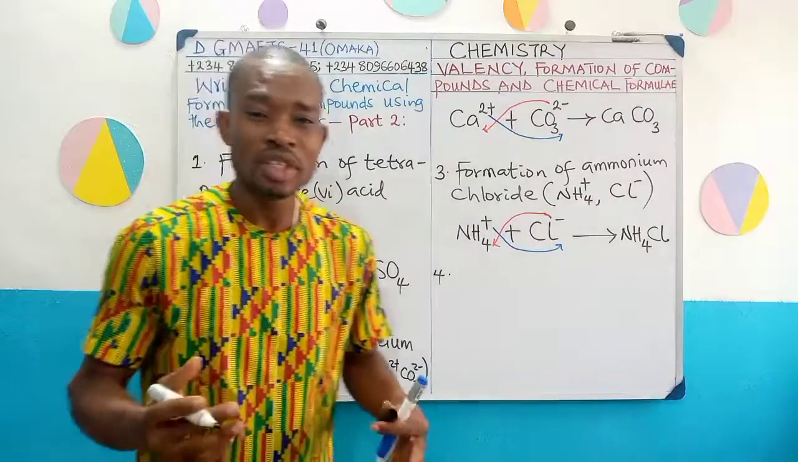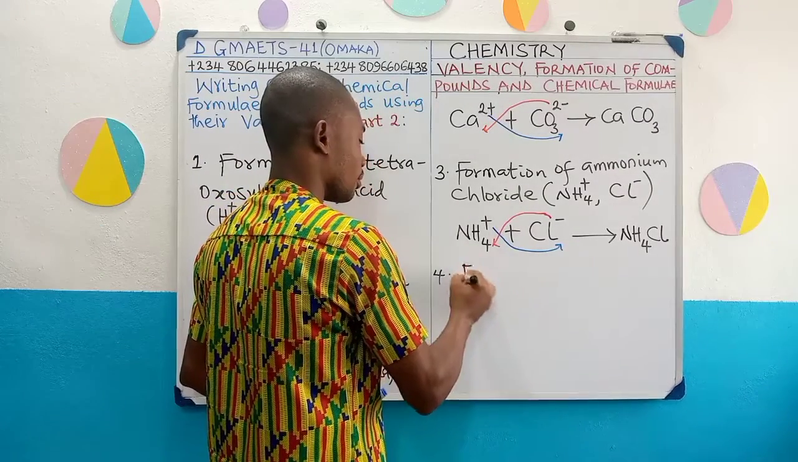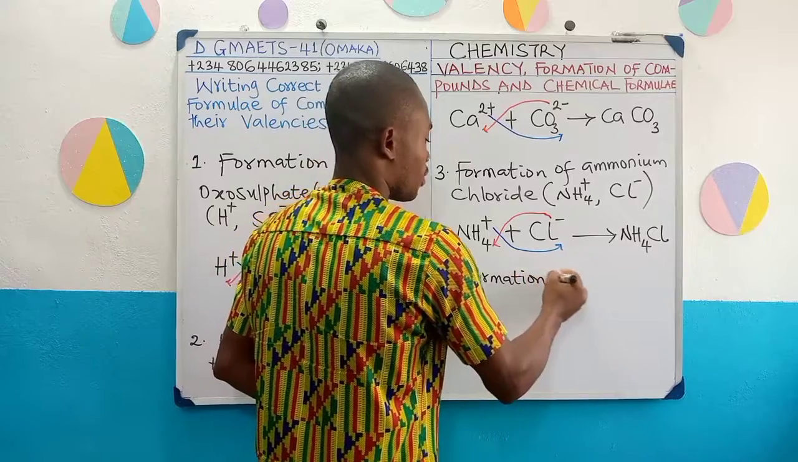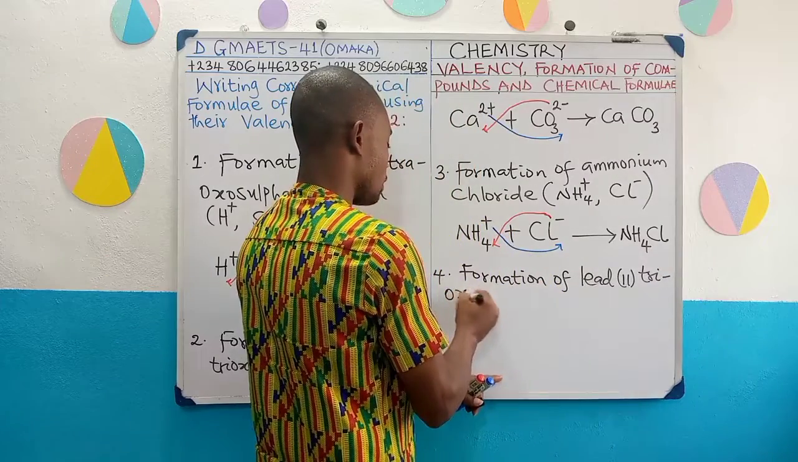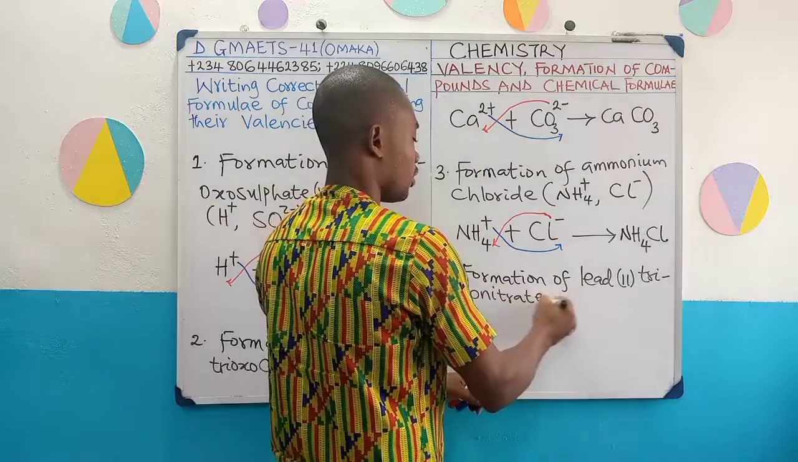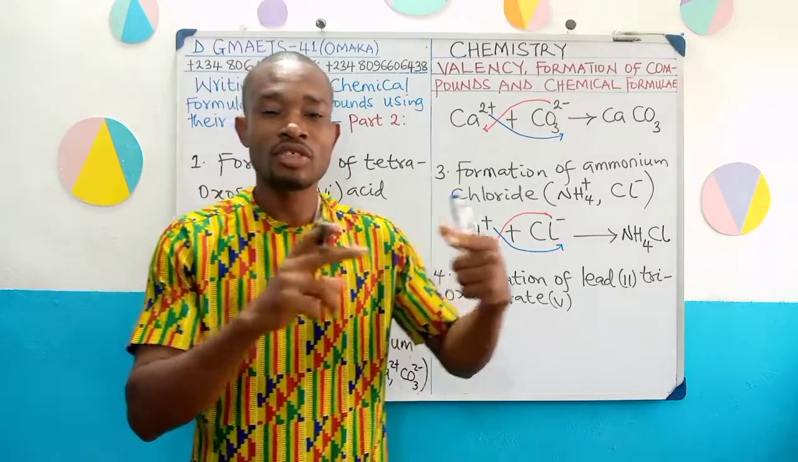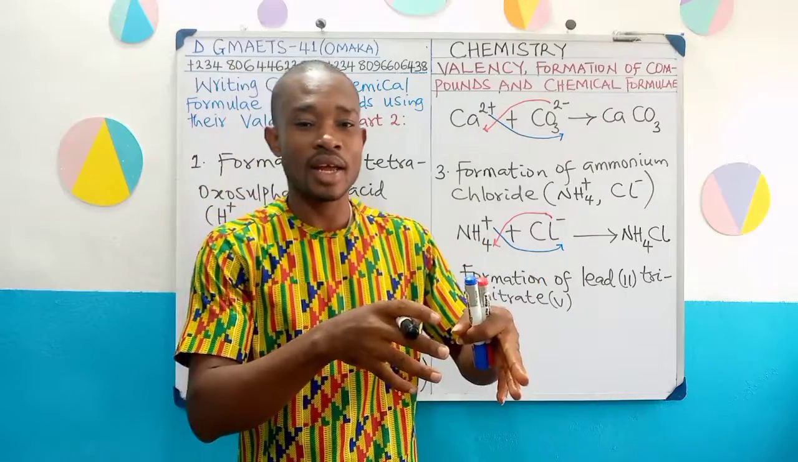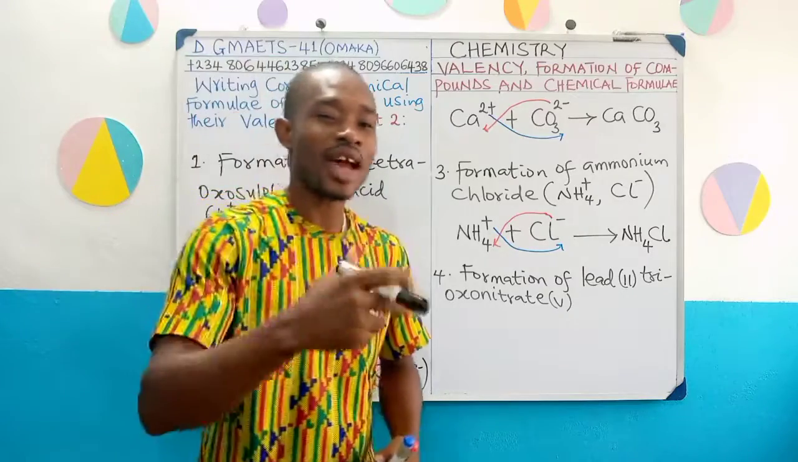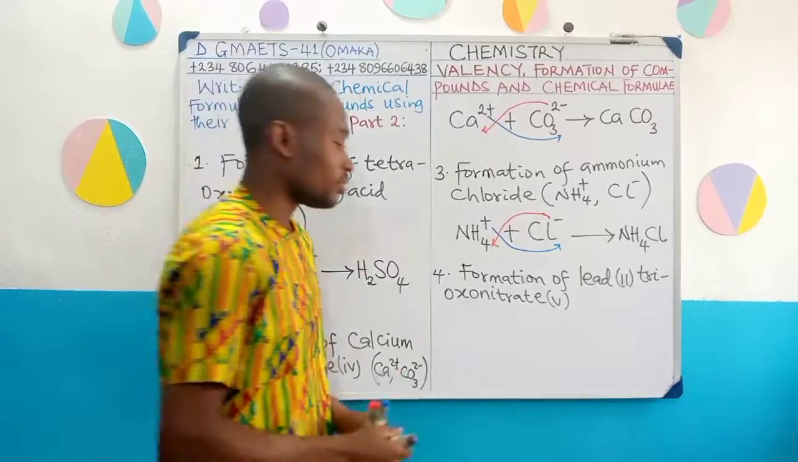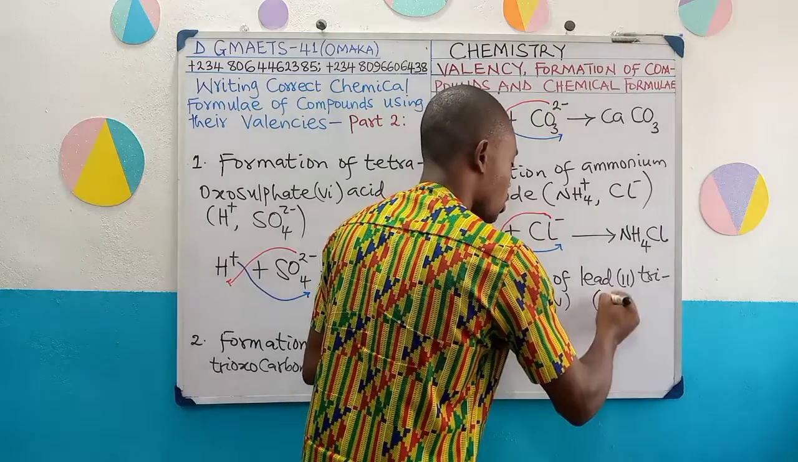Finally, let us look at the formation of lead 2 trioxonitrate 5. Lead 2 trioxonitrate 5. Now, did you listen to the compound name? Lead 2 trioxonitrate 5. So lead, you heard lead. Lead is Pb. Now trioxo, you heard oxo, which is oxygen. Nitrate is from nitrogen. It simply means that we have these elements or ions present.